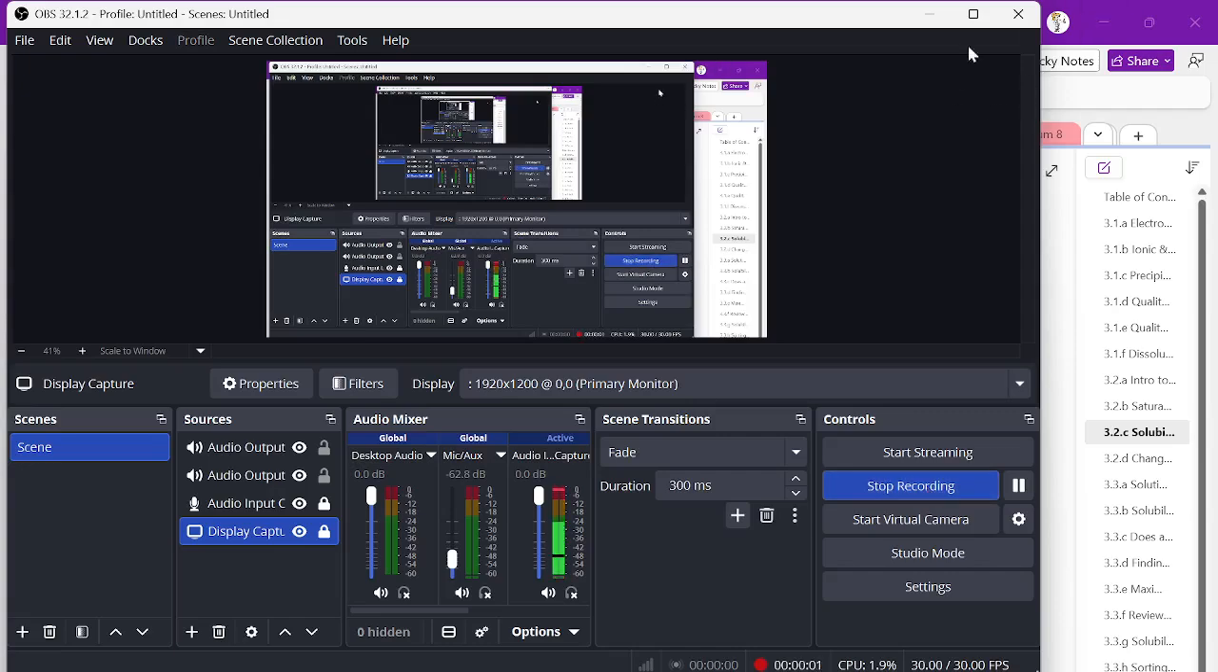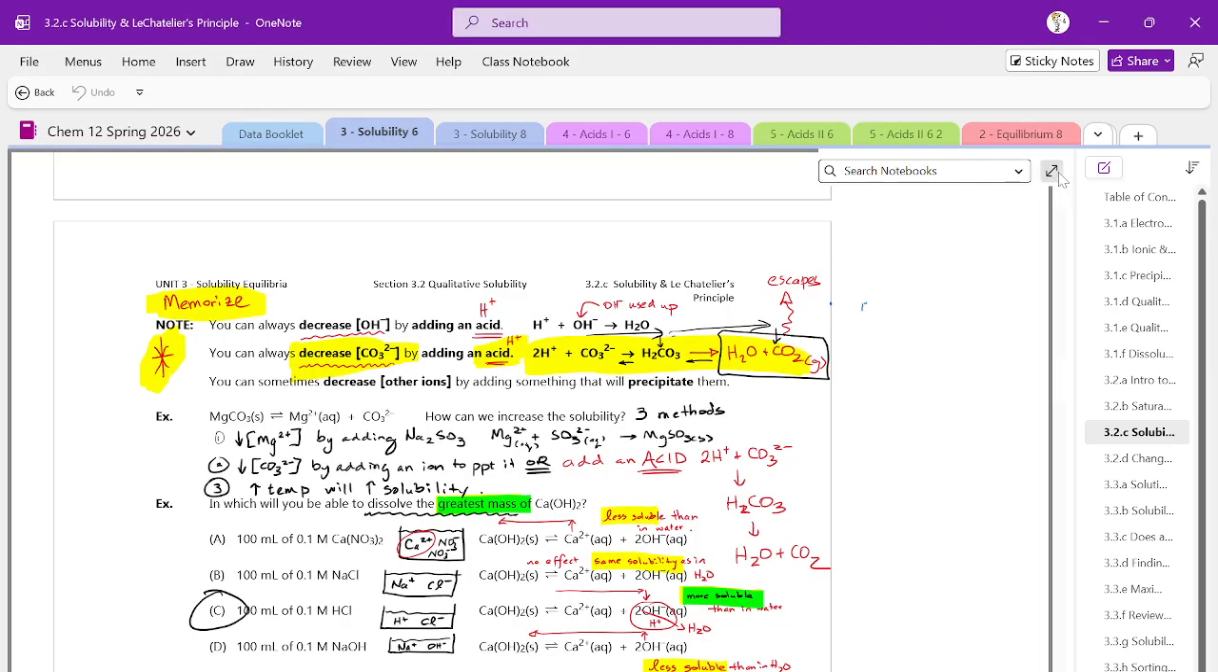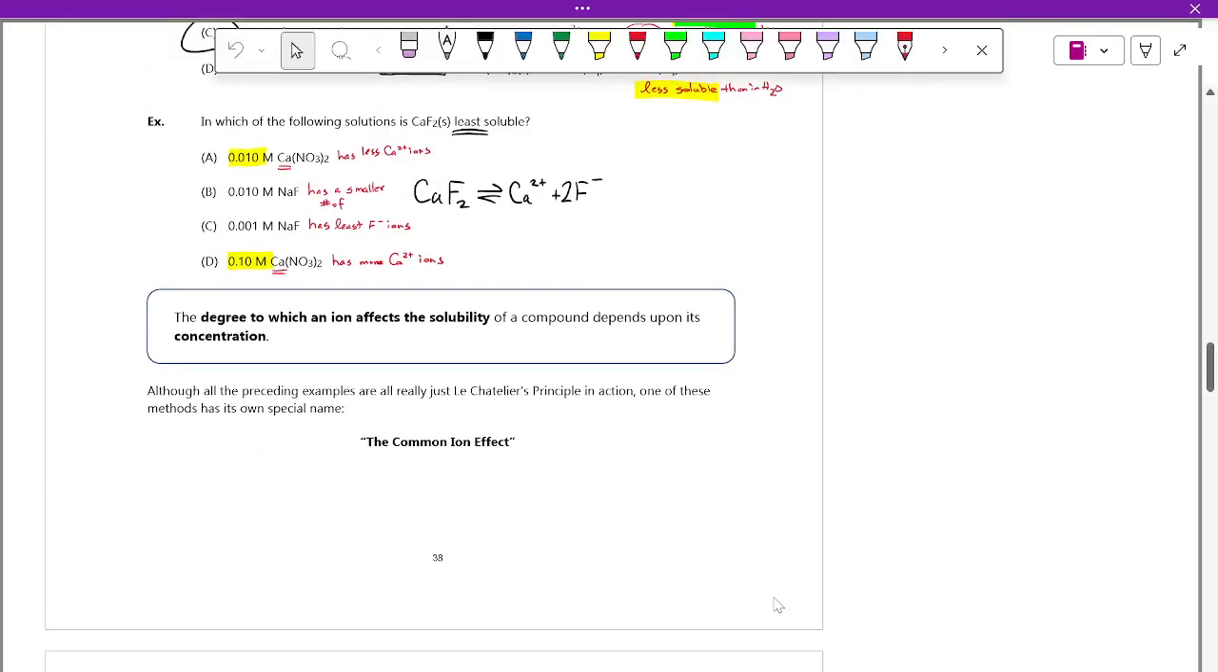Start recording. Close that. Open that. We're on page 38.